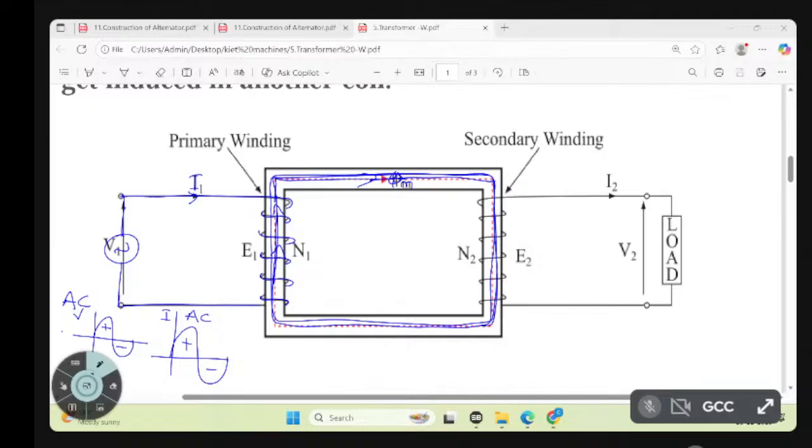Did you hear any sound in a transformer? Noise, sound. Did you go near a transformer? Did you hear any sound? That sound indicates that flux is flowing in the core. Flux flowing in the core is nothing but that sound. Do you understand?